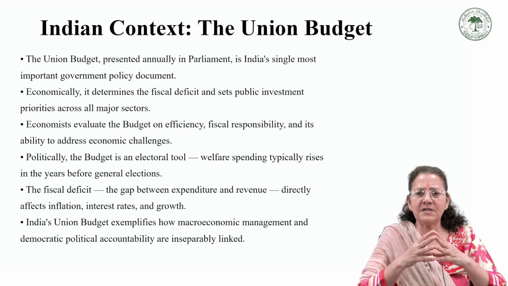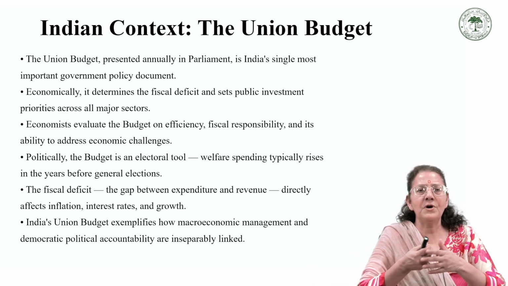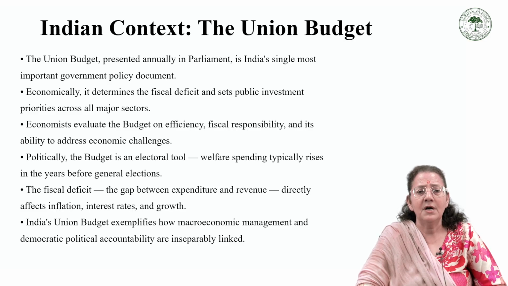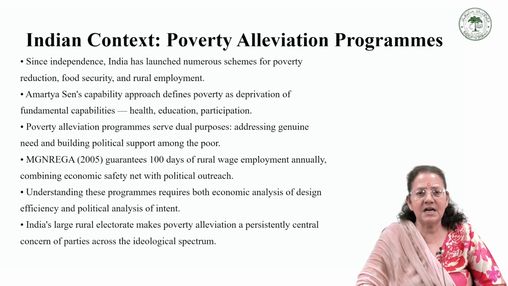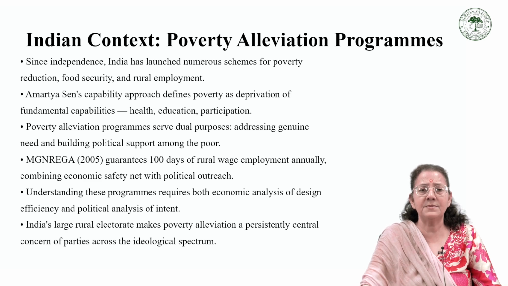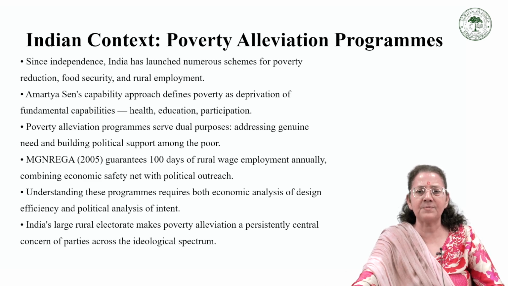From a political perspective, the union budget is a statement of political priorities and a tool of electoral strategy. Governments often increase spending on popular welfare programs before elections and reduce spending in the first year of a new term. India's poverty alleviation program represents another rich example of the intersection of economics and politics. Since independence, successive governments have launched numerous schemes aimed at reducing poverty, expanding access to food, generating rural employment, and improving the living standards of the most vulnerable sections of the population.